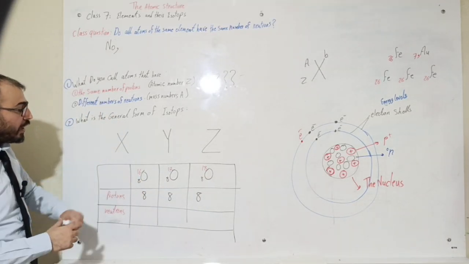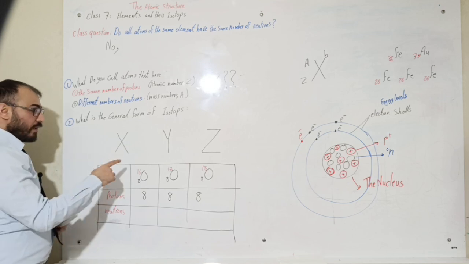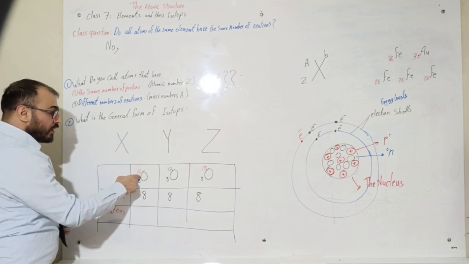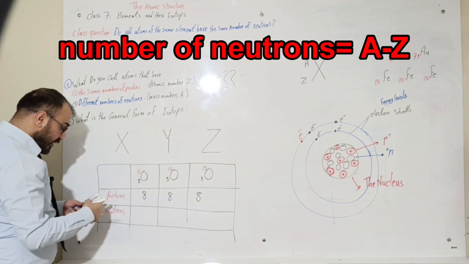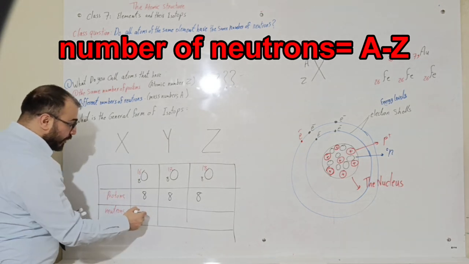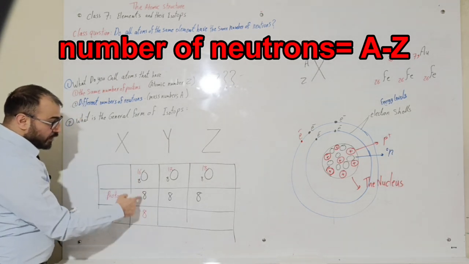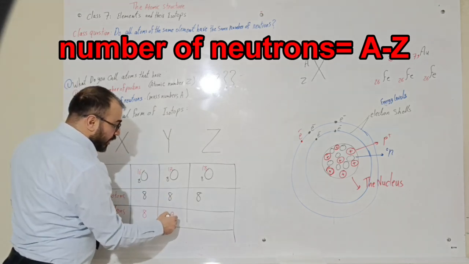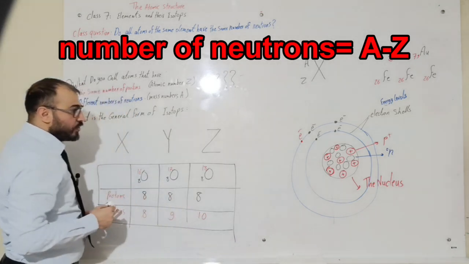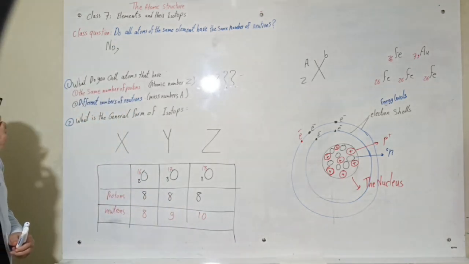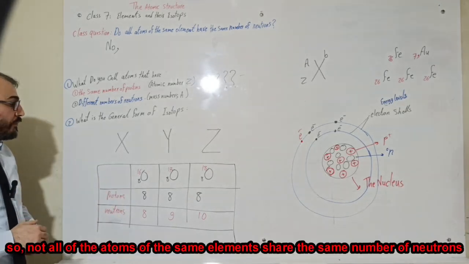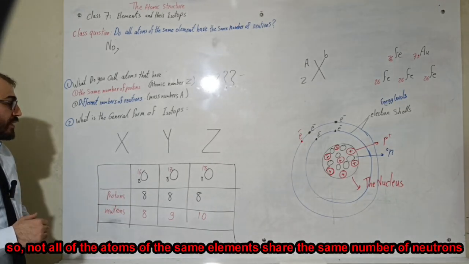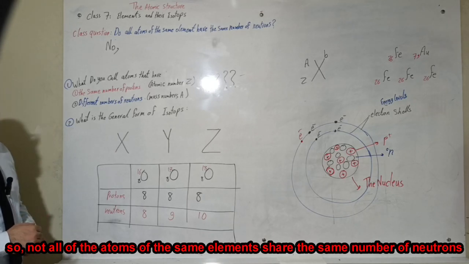Here, how can I calculate the number of neutrons? Yes, I should subtract the number of protons from the number of protons and neutrons together. And you're going to see that here we have 8 neutrons, here 9, and here 10 neutrons. So the answer is no, not all of the atoms of the same element have the same number of neutrons.